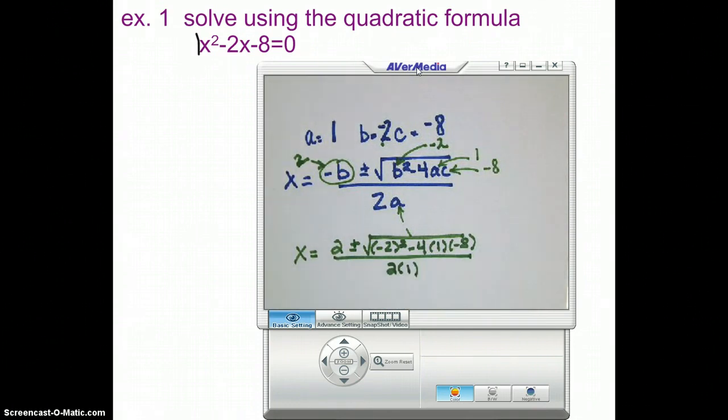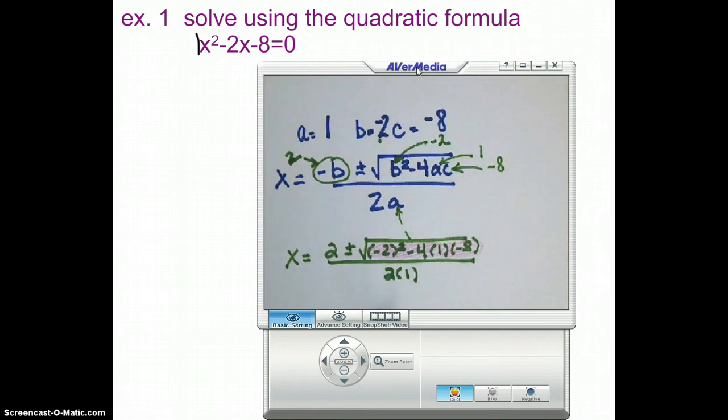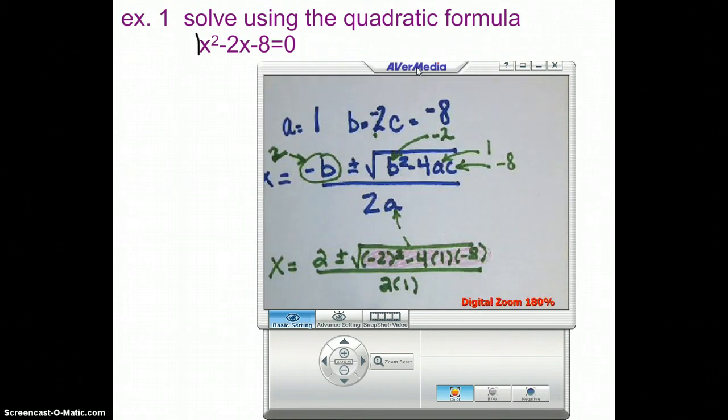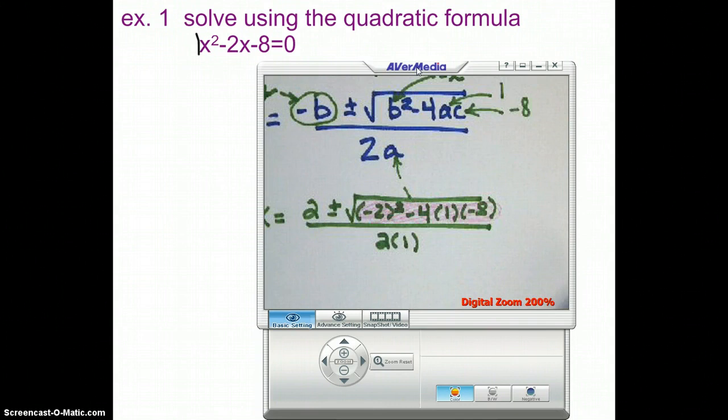So really, what we want to think about to make things easier is this part that we have down here underneath the square root, kind of coloring that a different color so you can see it a little better. Let me move this in a little bit.